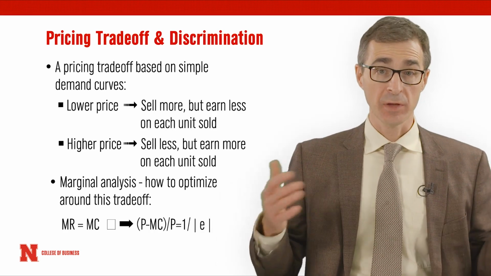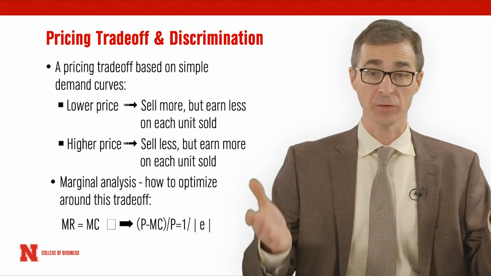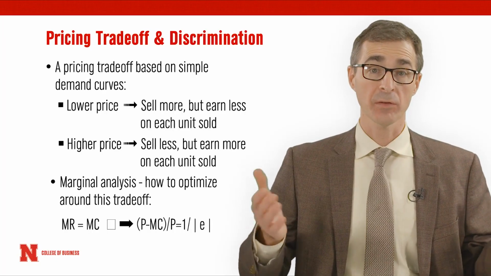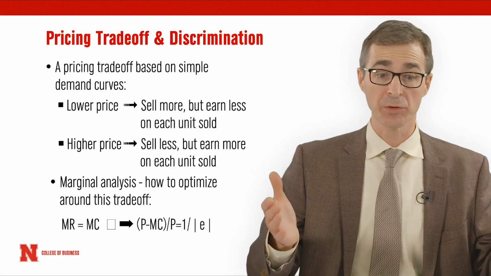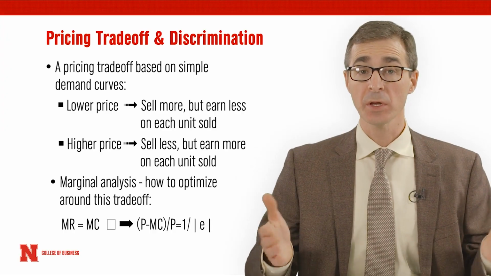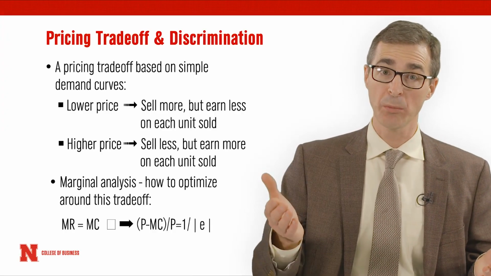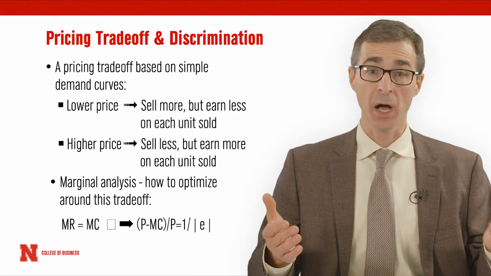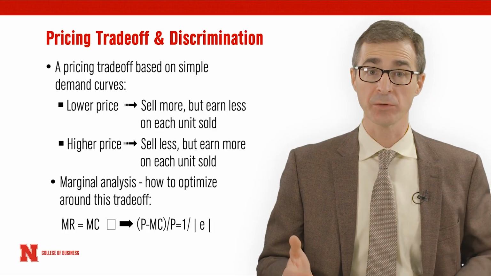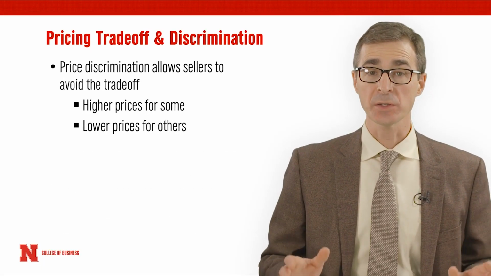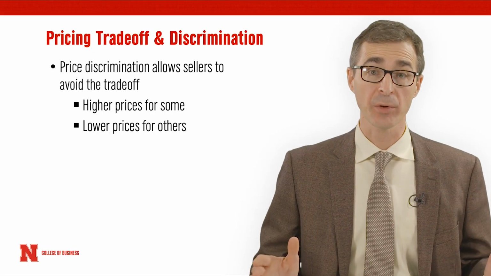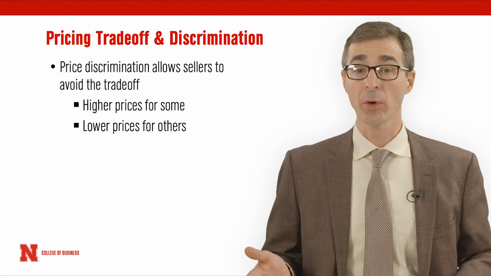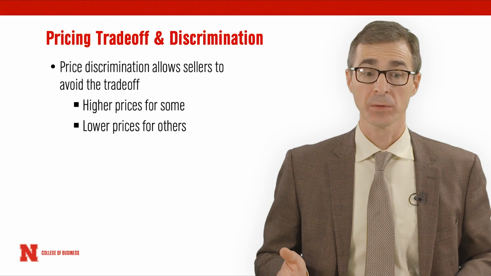Marginal analysis tells us how to balance this trade-off or tension in the case of a single product selling at a single price. We set marginal revenue equal to marginal cost, which is equivalent to setting the price so that the actual margin is equal to the optimal or profit maximizing margin. Price discrimination allows sellers to avoid this trade-off. They can set higher prices for some customers and lower prices for others.